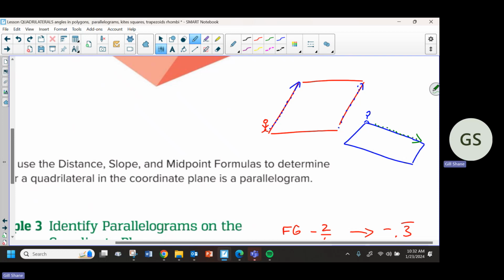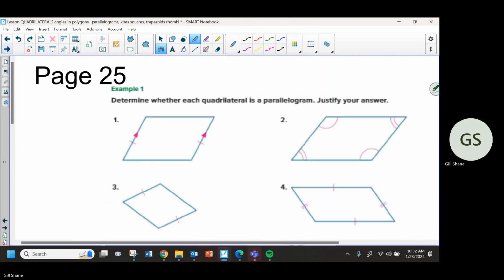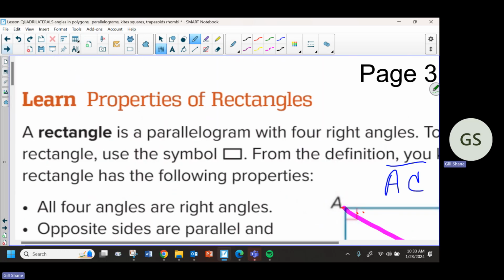All right, let's see what else we need to do. We did all that. All right, so we're gonna start really quickly, the quick thing on rectangles. So turn to the lesson on rectangles, page 31.